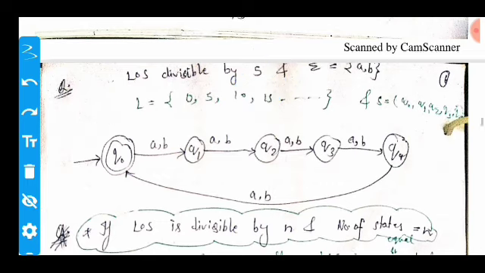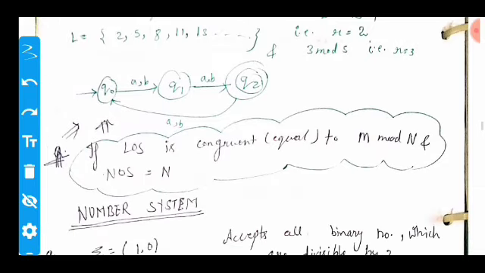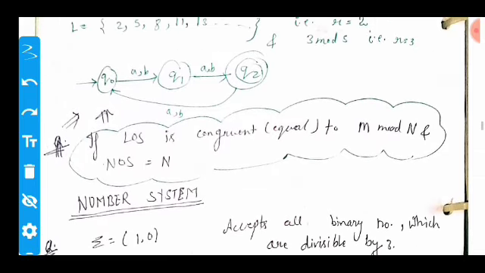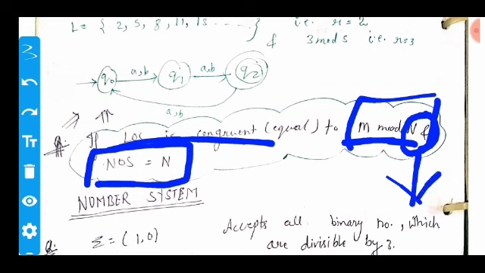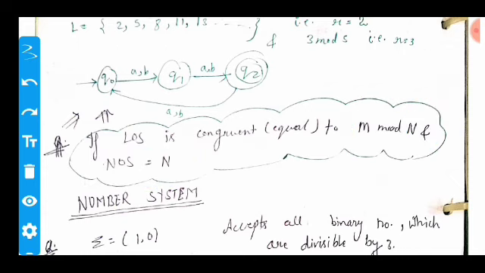Now we move on to another question, and an important point here is that if the length of the string is congruent, meaning equal or symmetric type, then the mod m, mod n, and the number of states in this case is n. We already said that when the mod operation is applied in any type of language, n is your number of states. So now let's move on to number system types of questions.